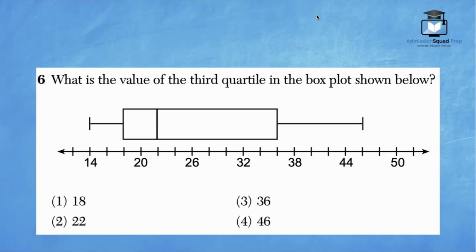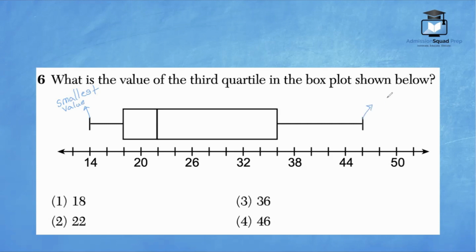For question number 6, it says, what is the value of the third quartile in the box plot shown below? Let's do a quick review of a box and whisker plot. There are 5 core points that you need to be aware of. This first point right here is always going to be the smallest value in the list of data points. This is the smallest value right here. So we can tell that the smallest value here is 14.